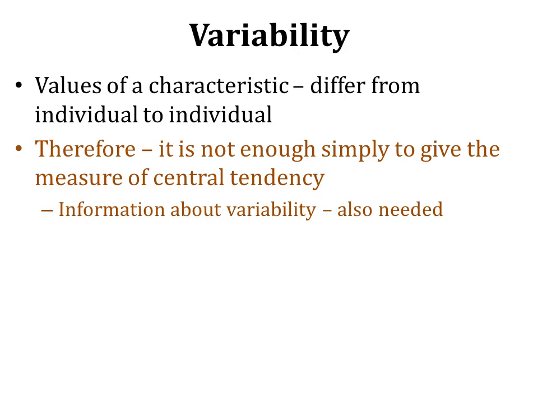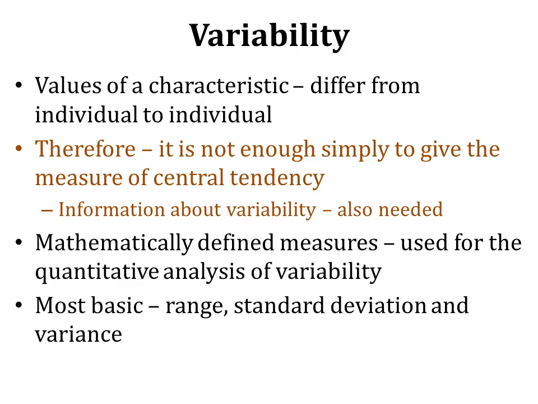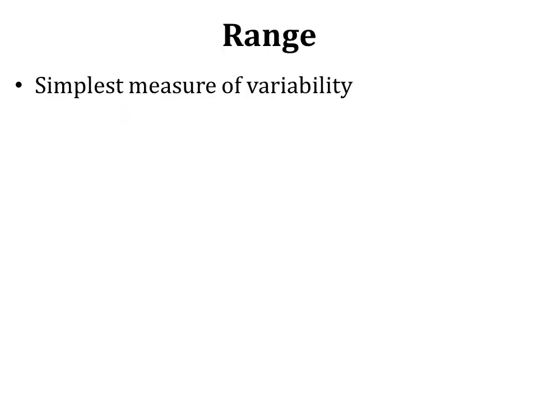Usually, the term itself means that the characteristic that we are studying differs from individual to individual in the population. So therefore, it is not enough simply to give the measure of central tendency. We have to give the measure of variability as well, that is, how variable the data is, how much it is spread over different observations. And the mathematically defined measures of variability, the most basic ones, include range, standard deviation, and variance.